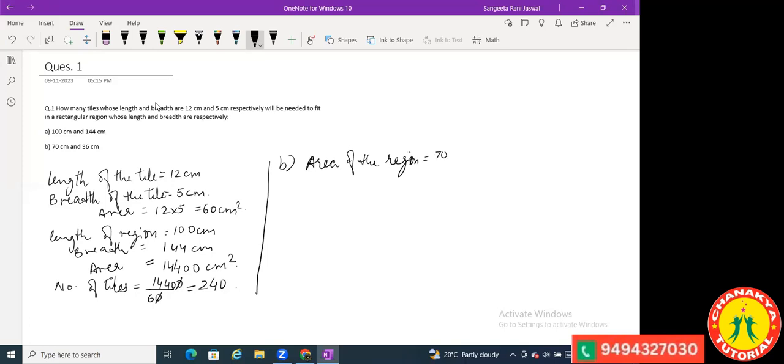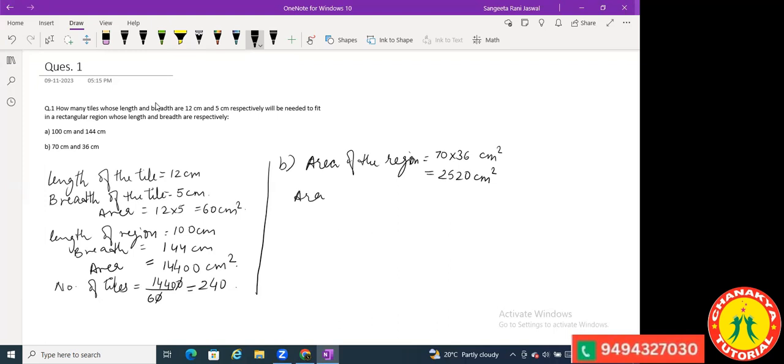The area of the region will be 70 into 36 centimeters square. So multiply this 36 into 70. Quickly multiply. Tell me the answer. Ma'am, 2,520. 2,520 centimeters square. Good. Very good. Great. Now the area of the tile we already know.